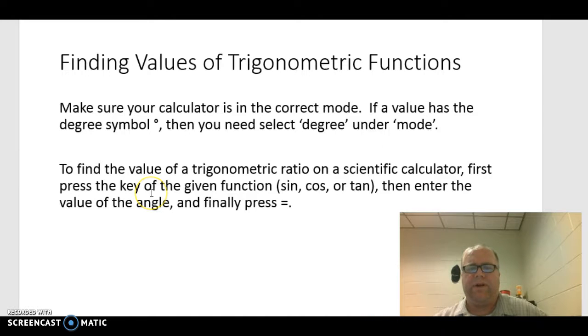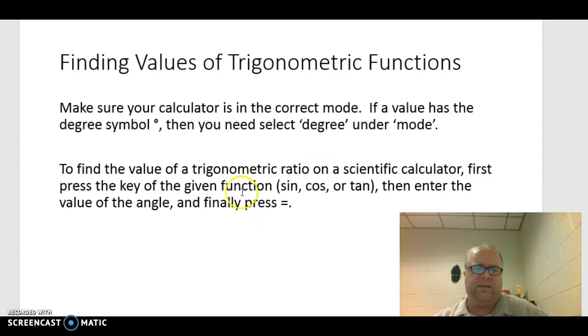So let's talk about finding values of trigonometric functions. So this we're going to need a calculator for. You either really want a scientific or a graphing calculator, and you want to make sure that it's in the degrees mode. So you want to hit the mode key if it has one and change it to degrees if it's not already on there.